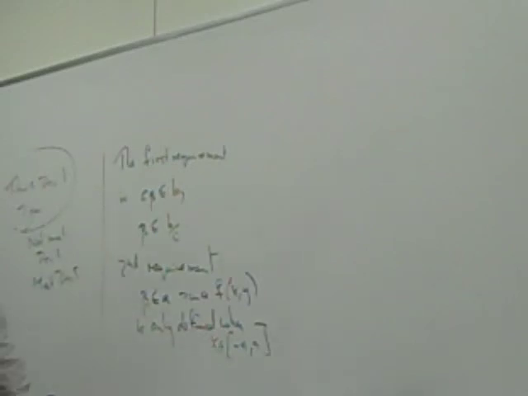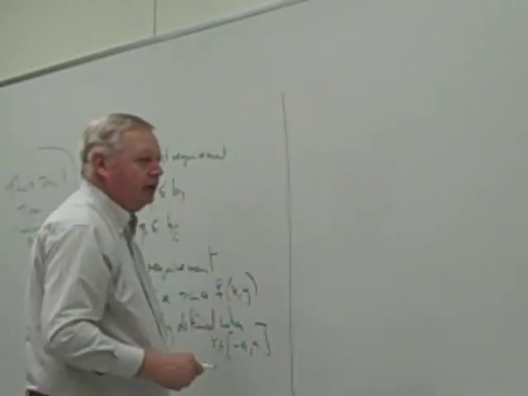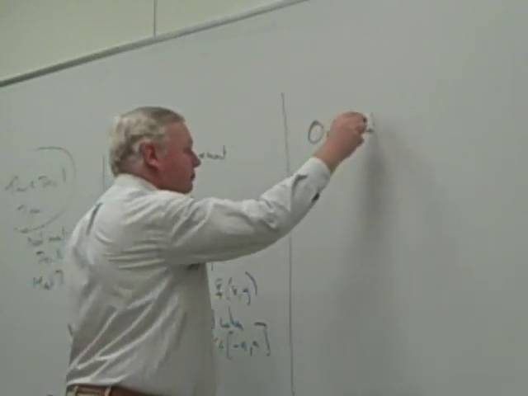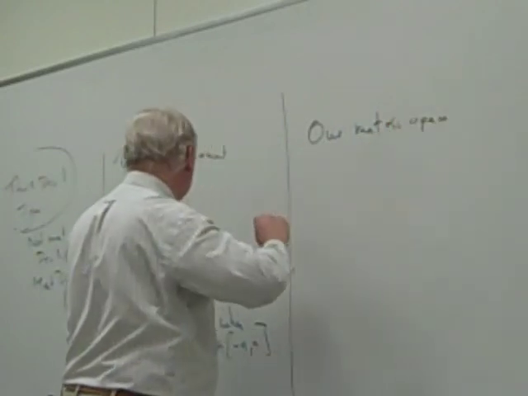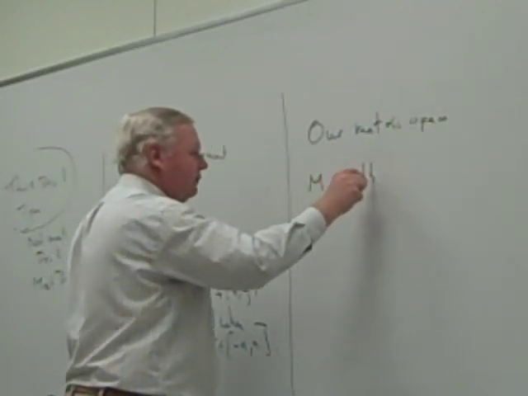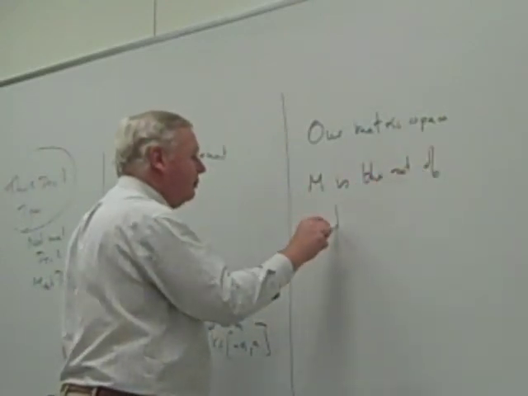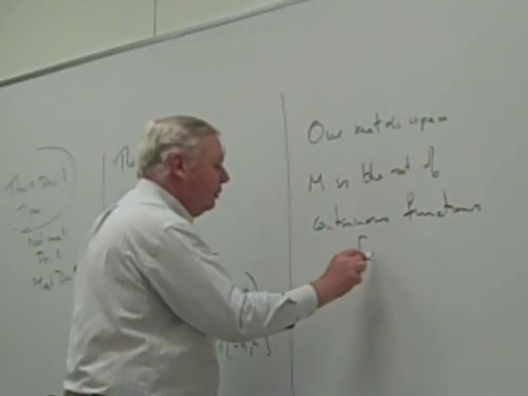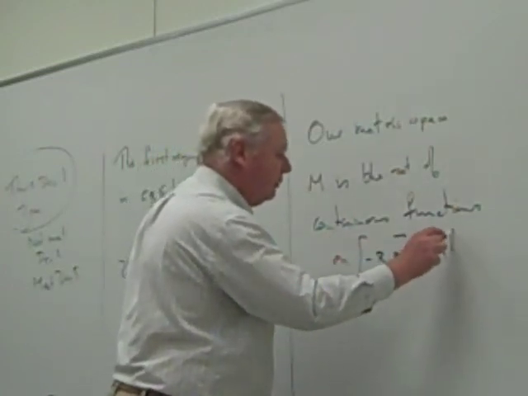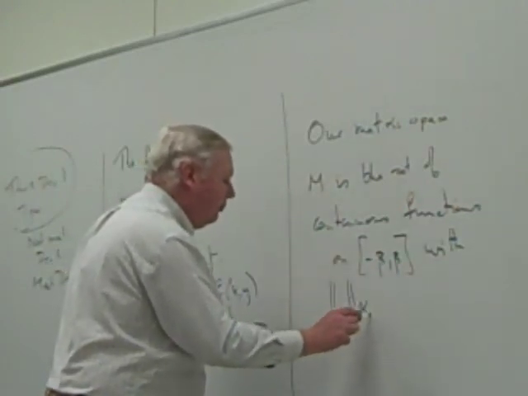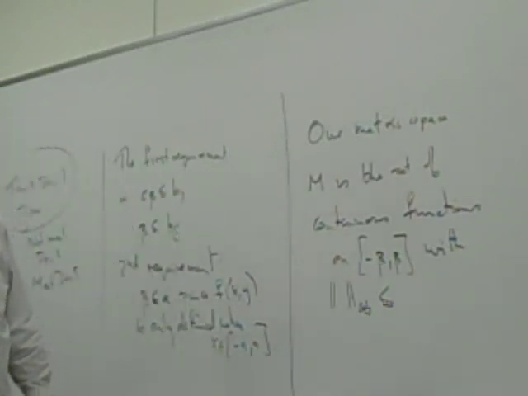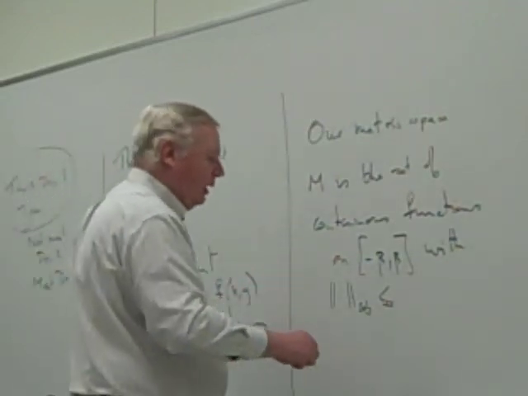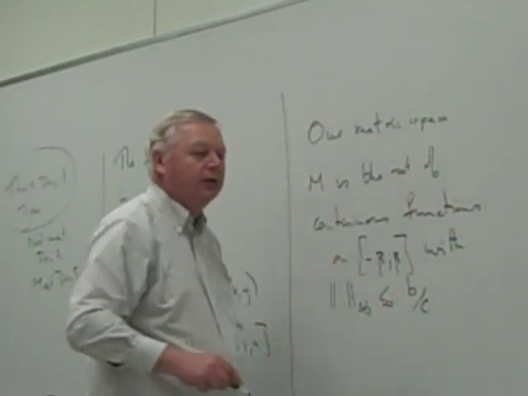Now, to get the third requirement, okay, so at this point, our metric space M is the set of continuous functions on minus beta, beta with infinity norm at most the required B over C.